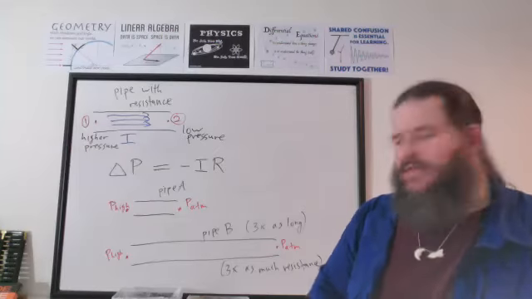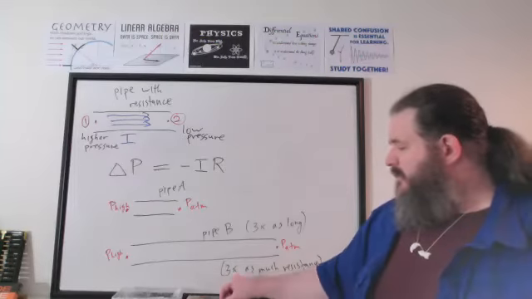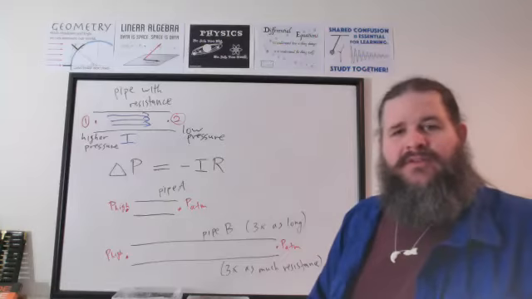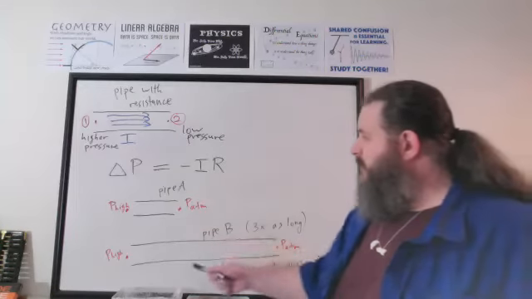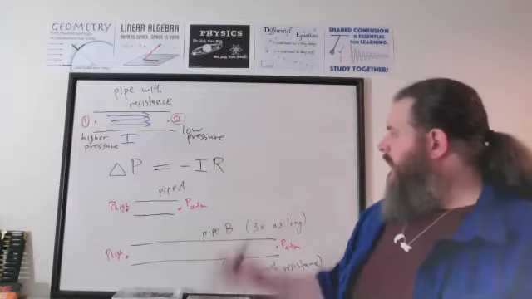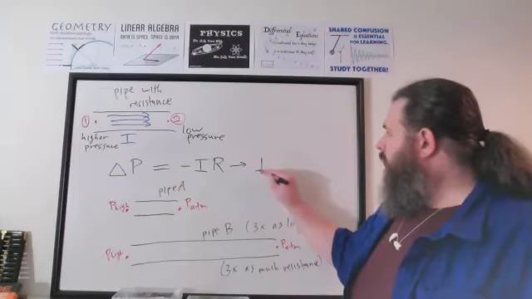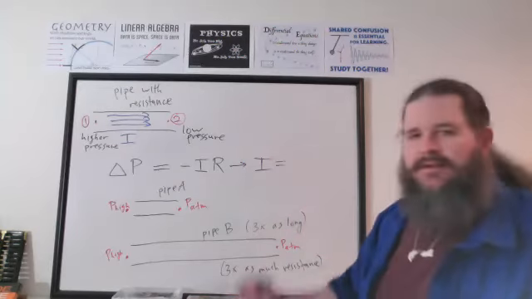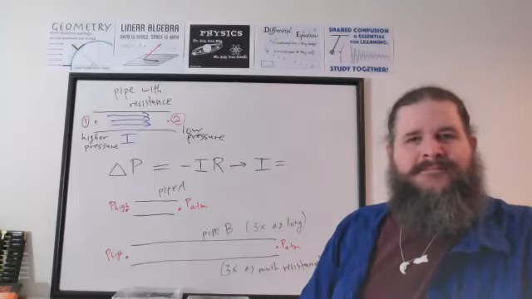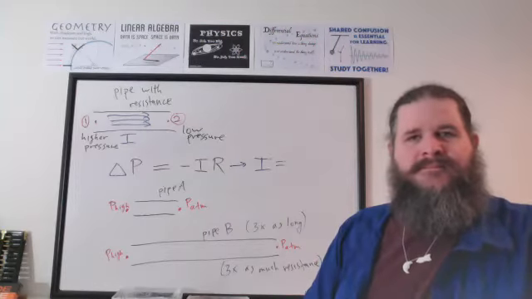We could write out essentially the same Bernoulli equation for each of these pipes because they're behaving identically. They're just going to have different values for the variables. Each one of these pipes is going to have delta P equals negative IR. And if you solve for current, what would you get if you isolate current here? I equals delta P over negative R.